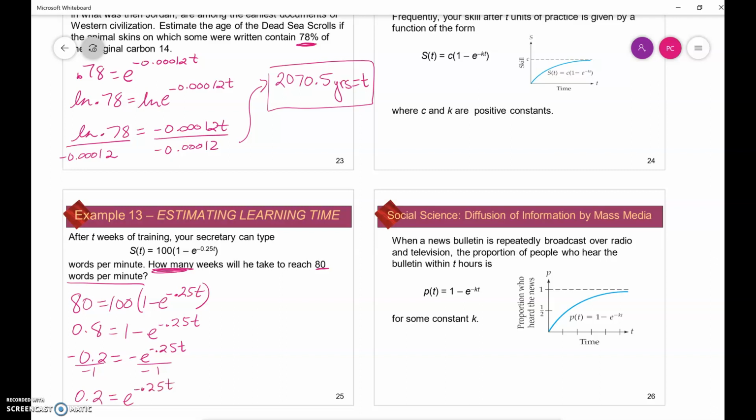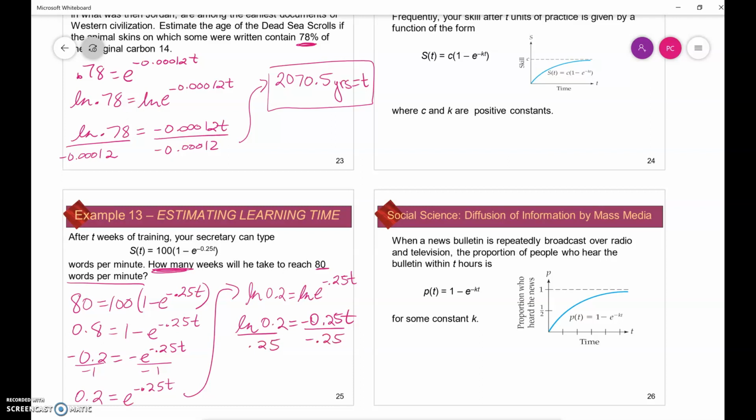At this point, we're going to take the ln of both sides. So ln of 0.2 equals the ln of e to the negative 0.25t. Same concept as the example before. Ln of e, we know always cancels out. It becomes 1. So I have ln of 0.2 equal to negative 0.25t. And I'm going to divide by that negative 0.25.